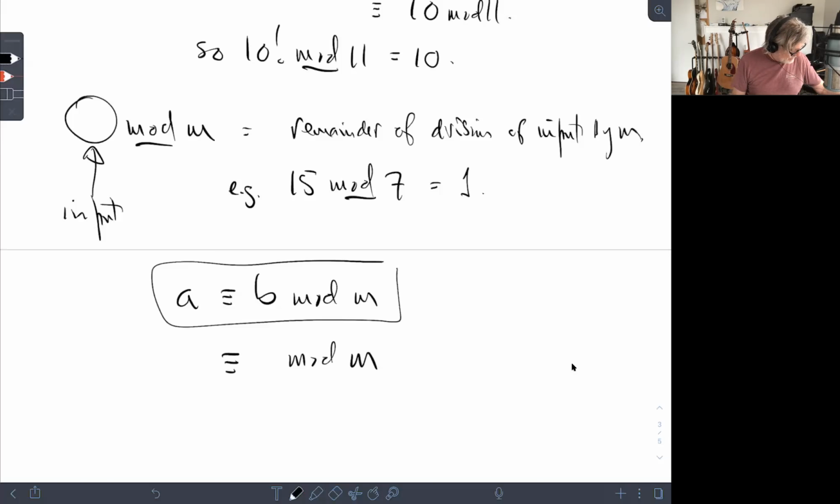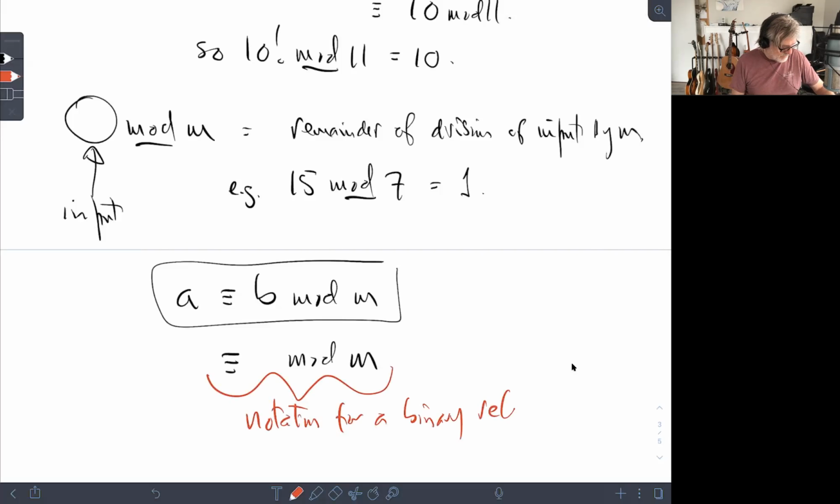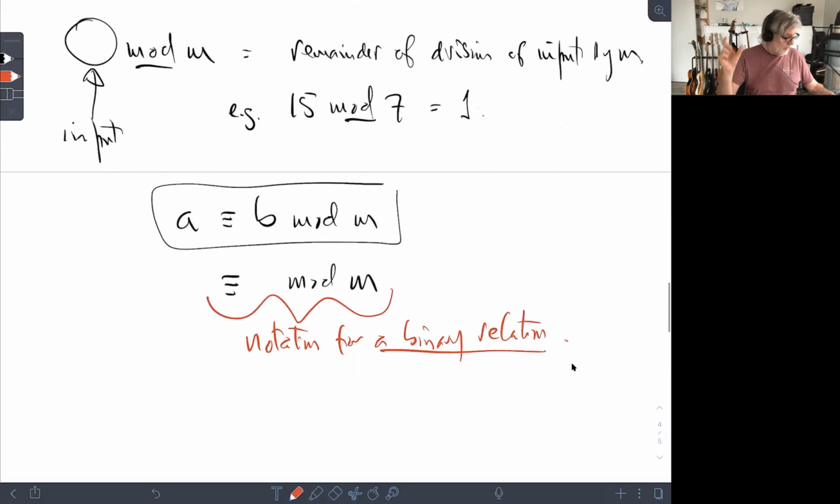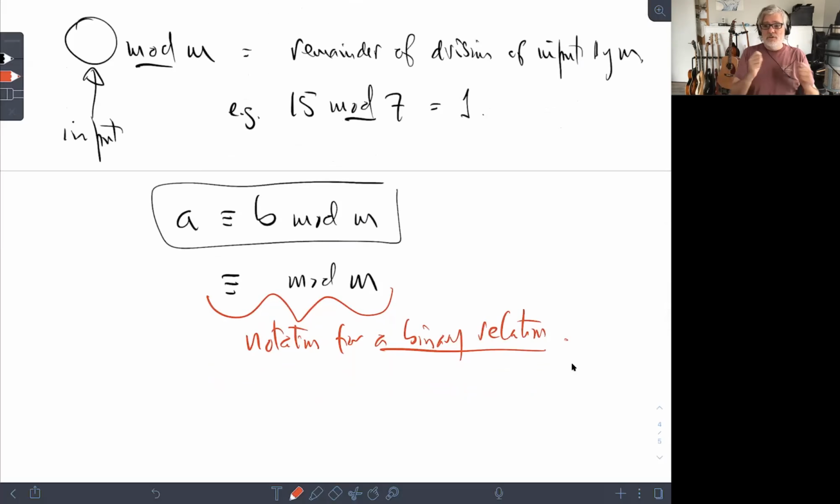This whole thing is the notation for a binary relation. It's a relation between two integers. A and B are related by this binary relation when their difference is divisible by m.